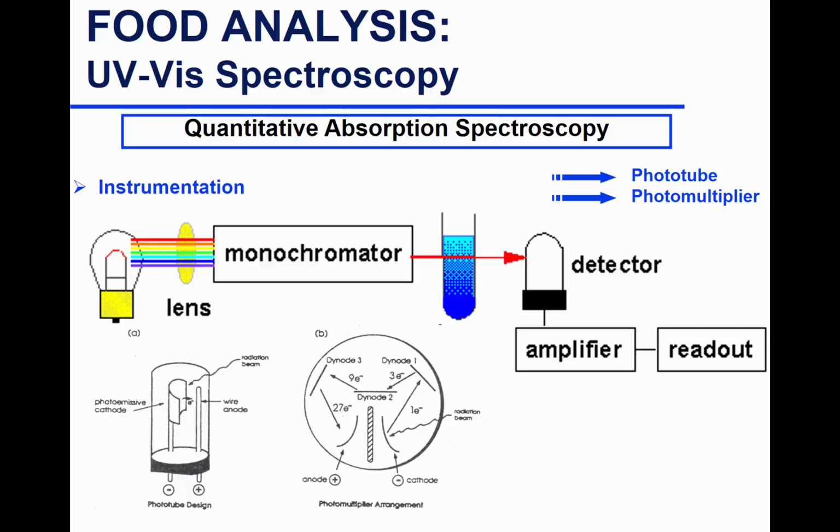And it will be converted from a photon of light to an electric signal, and there will be an amplifier of the signal and the readout. So the detector here, most commonly, is either a phototube or a photomultiplier. A phototube has a cathode and an anode, and the radiation hits the cathode, which emits an electron that is picked up by the anode.